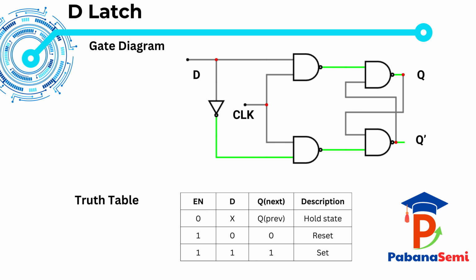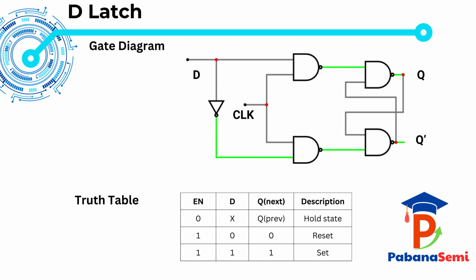The main behavior is simple. When enable is 1, the latch is transparent, so Q follows D. If D is 1, the latch sets and Q becomes 1. If D is 0, the latch resets and Q becomes 0. When enable is 0, the latch is not transparent. It holds the previous value. That means Q stays the same even if D changes.